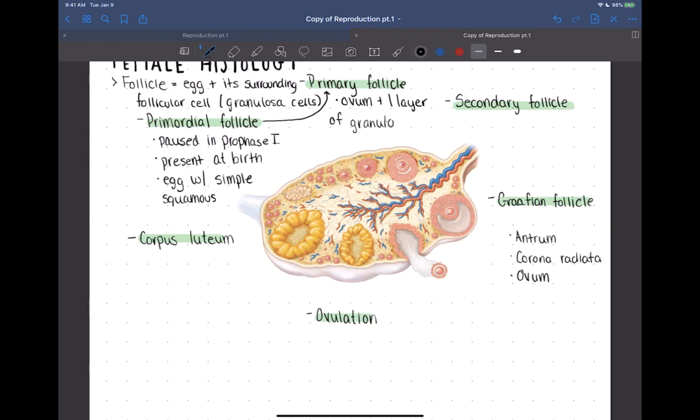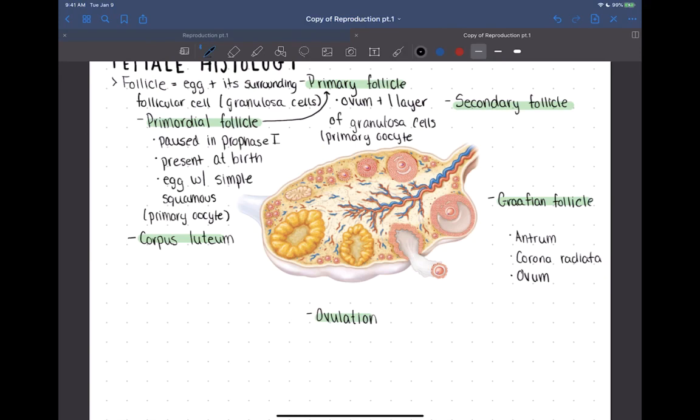All right, so granulosa cells. Okay, so this primary follicle contains that ovum, which is a primary oocyte. So that cell is still in meiosis 1. Okay, so our primordial follicle contains a primary oocyte. Our primary follicle still contains a primary oocyte.